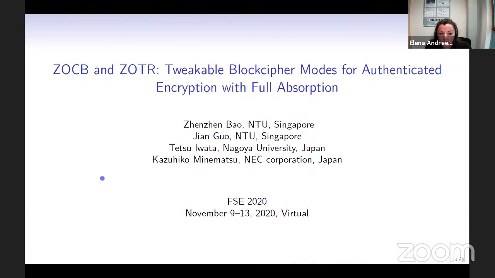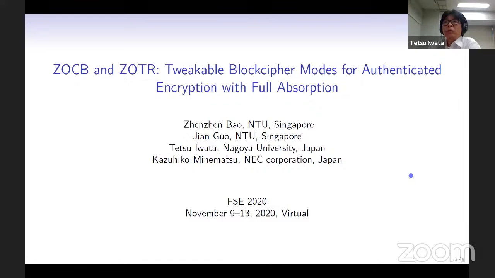Tetsu has 5 minutes, like each of the participants in this session. And if you have questions to Tetsu and everybody else during the session, please post them in the chat. You also have a link here. So Tetsu, the floor is yours. Okay, thank you for the introduction.